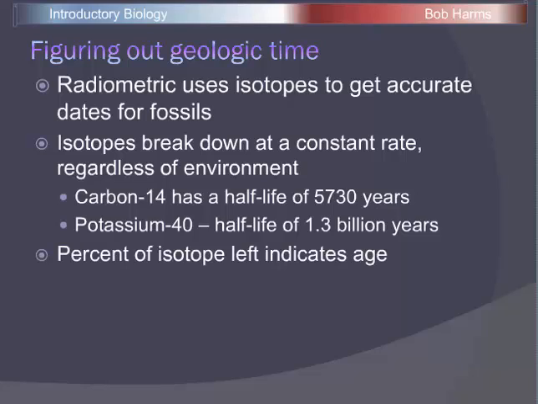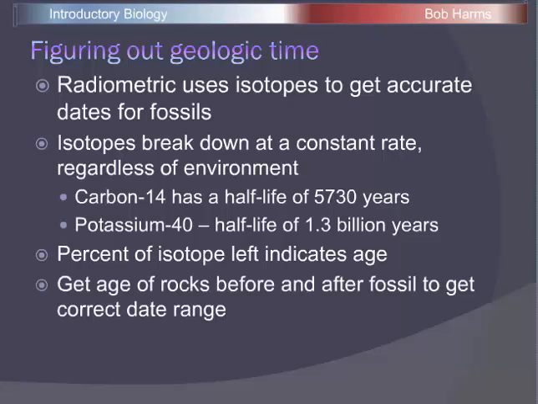And the idea is that the older something is, the more of the isotope has broken down into stable form. So the amount of the isotope in a fossil is gradually going to decrease over time. And the less that's left, we know the older it is. And so because we know these break down at a consistent rate, we can determine how much of the isotope is left. That tells us how old that fossil is.